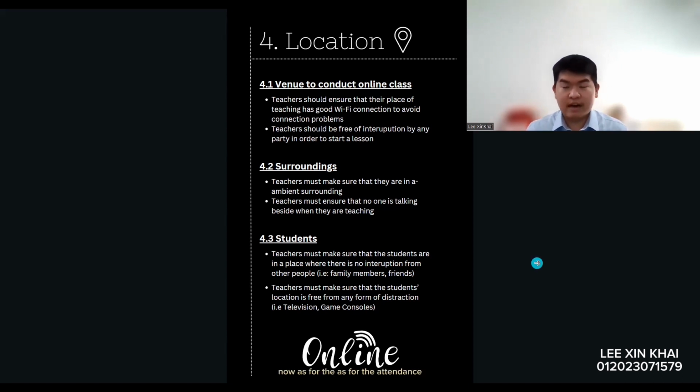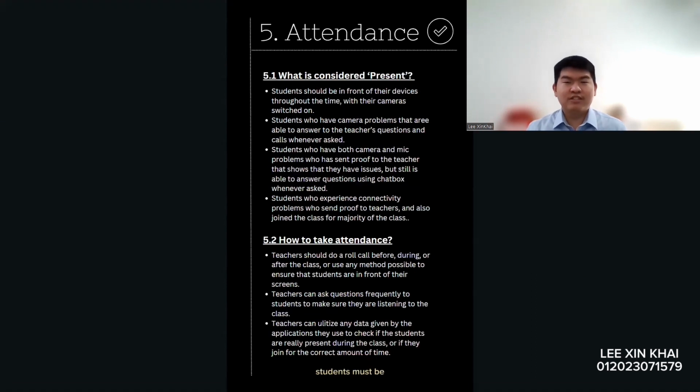Now, as for the attendance, students must be considered present in only four criteria. First, the students that are in front of their devices during the time. Second, the students that have camera problems that are able to answer the teacher's questions whenever called or asked. Third, the students that have both camera and mic problems should send proof to teachers and be able to answer using the chat box given. Or even the fourth, the students who experience connectivity problems should send proof to teachers and also join the class for the majority of the time.